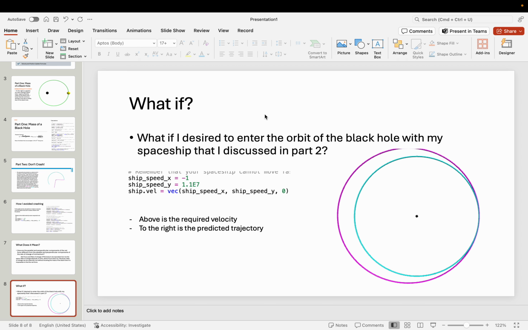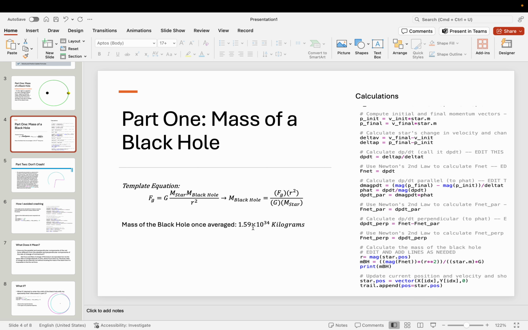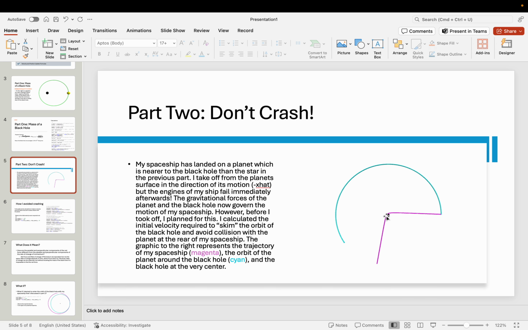So what if I desired to enter the orbit of the black hole with my spaceship that I discussed in part 2? Again, you just have to try out a few different velocities, but in the end, this is what I ended up getting, and this is the projected trajectory which went along with this. And this is the same mass that we found in part 1, and we use that as well in part 2.